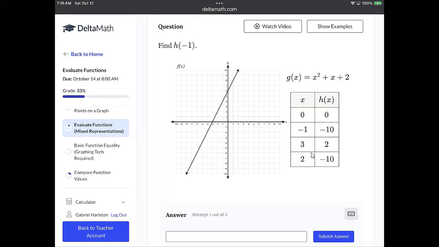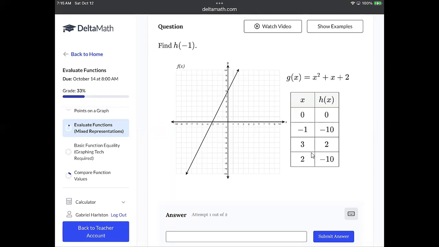Hey, I'm going to do a couple of questions from the evaluate functions with mixed representations. Basically all this means is they're giving us three different functions, and they're showing you the different ways that you could see them. It might be a graph, it might be a table, or they just might give you the function in function notation. All right, so in this case, it says find h of -1.